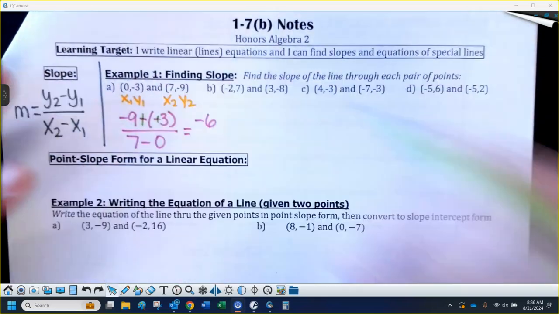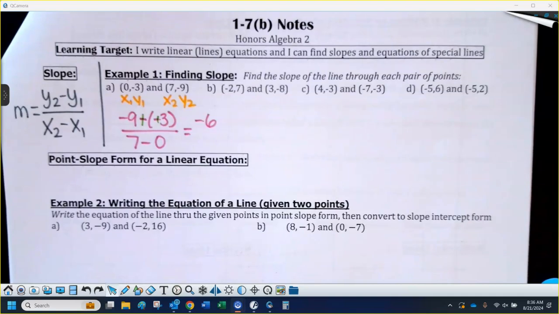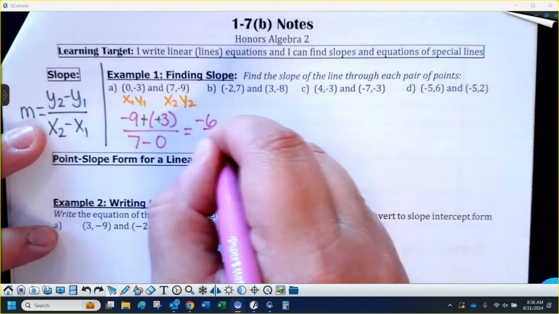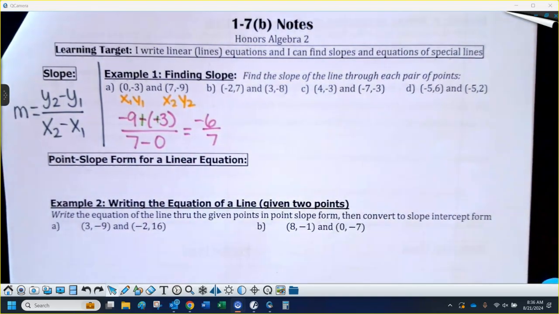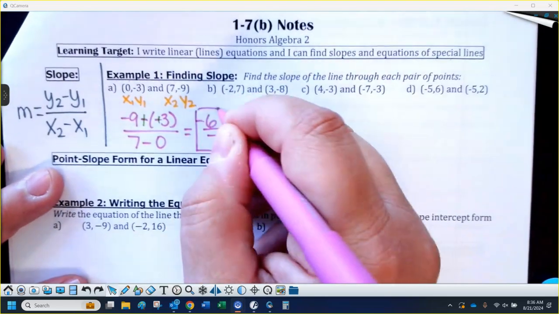Some people just know automatically if they get a minus and a negative, they'll just write a plus there. That's fine. I'm just writing it out so I can make sure that I'm showing you the formula correctly. If you end up with minus and negative, it's actually -9 plus 3 for that one. On the bottom, 7. And then just ask yourself, can that be reduced? No. So there's my answer. Done.